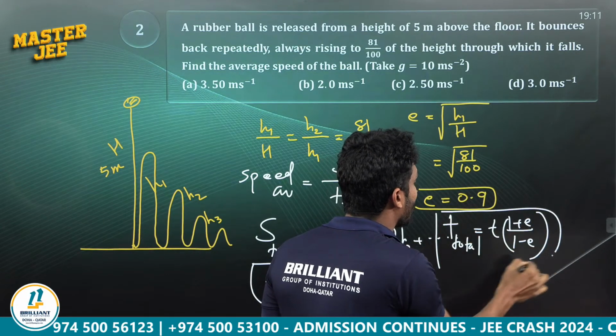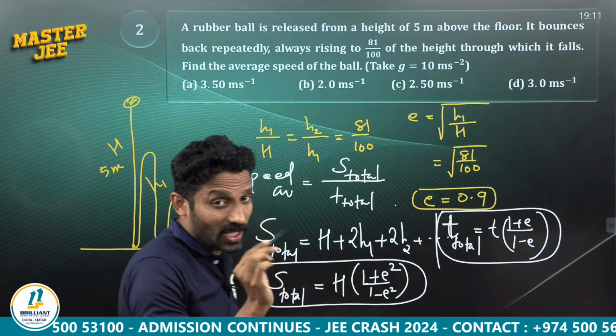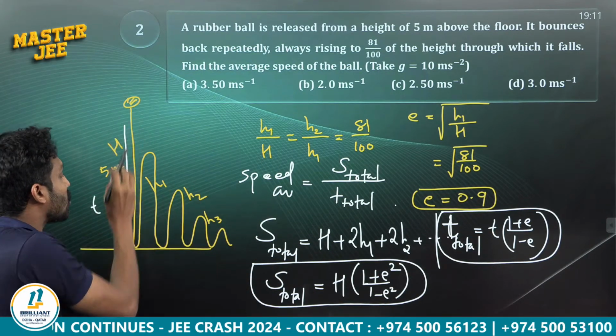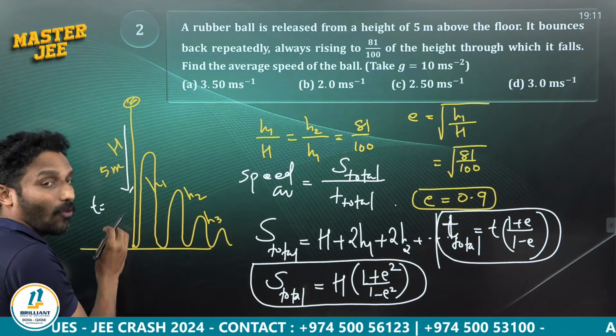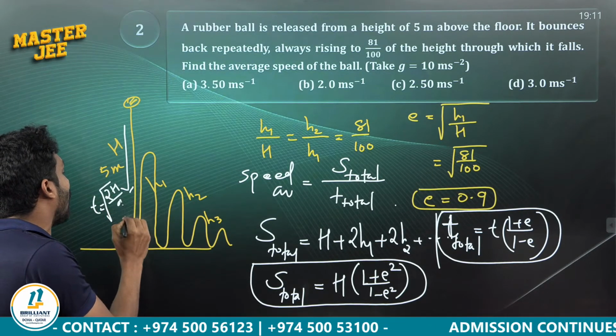Clear? This is the total time taken, T total. Here is t. This t is the time taken for the first fall. This is equal to root of 2h by g actually.